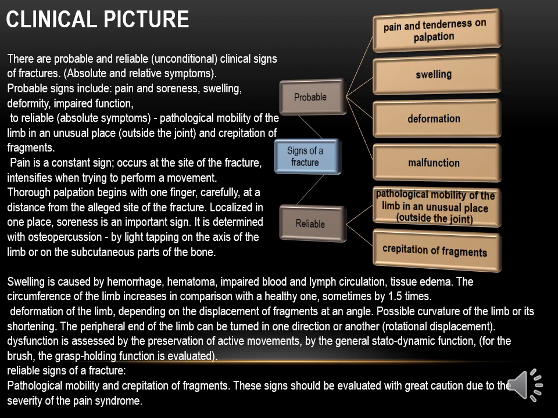Violation of functions in the bones of the skeleton will manifest itself in the form of violations of the static and dynamic function, and if we take, for example, the upper limb, namely the hand, violation of the function of grasping and holding. We turn to reliable signs of a fracture. There are two of them. Reliable signs can be considered. This is the crepitation of bone fragments.